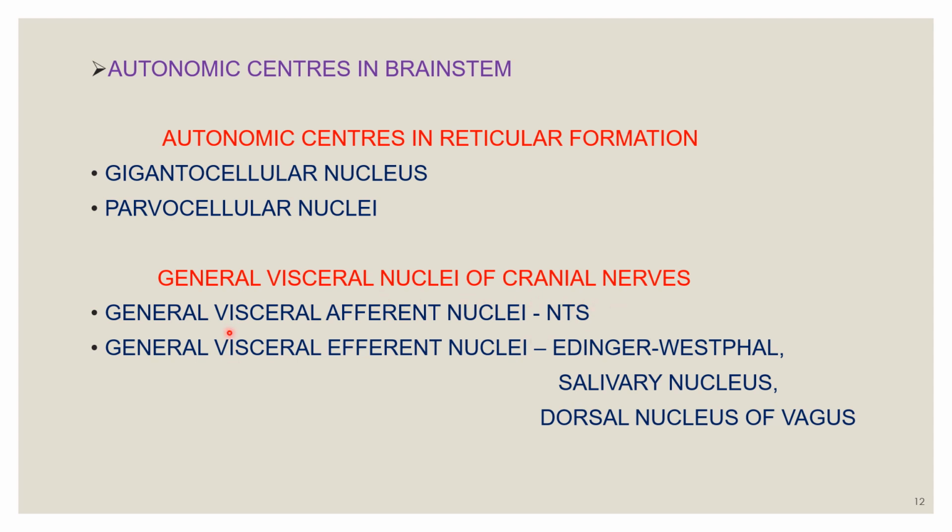They are general visceral afferent nuclei present in the nucleus tractus solitarius, and general visceral efferent nuclei present in the Edinger-Westphal, salivary and dorsal nucleus of vagus.